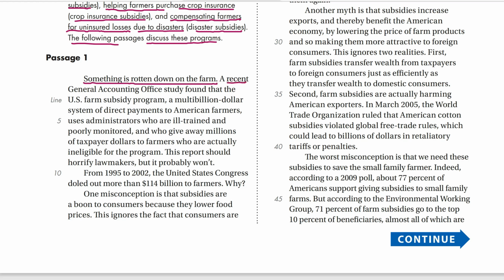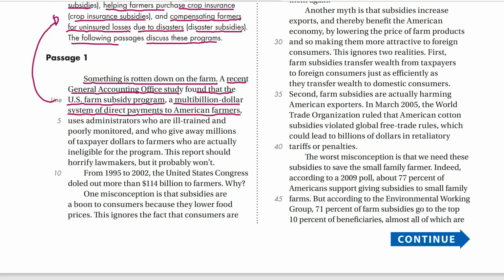A recent General Accounting Office study found that the US Farm Subsidy Program, a multi, and then he's going to what? Define what, guys? Define the subsidy program provided by the US government, a multi-billion-dollar system of direct payments to American farmers. That's the subsidy. Okay? Whoever doesn't know subsidy, in the what? In the blurb. That's the definition.